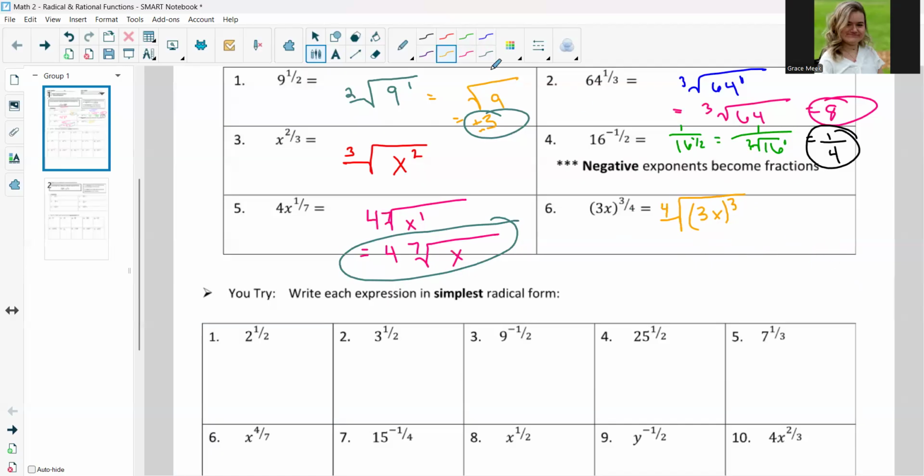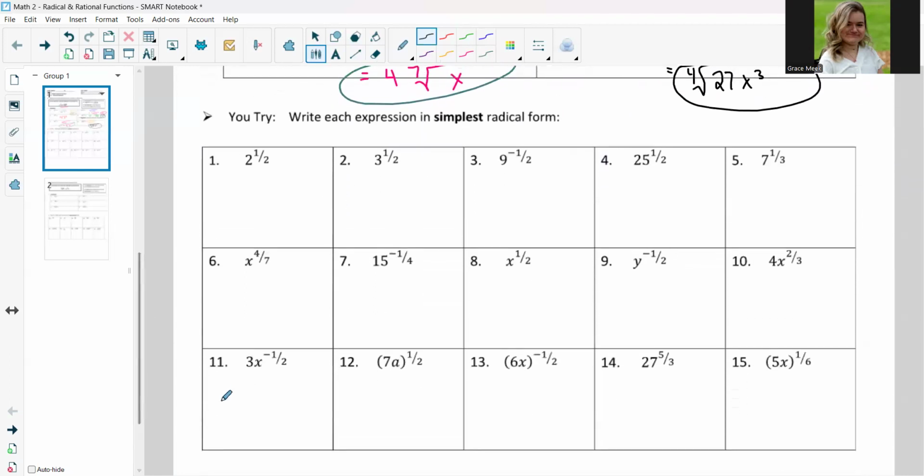If you wanted to simplify that, you could. We could do the 4th root of 3 to the 3rd would be 27. And then x to the 3rd. And you're done. All right, pretty straightforward. It's not terrible.